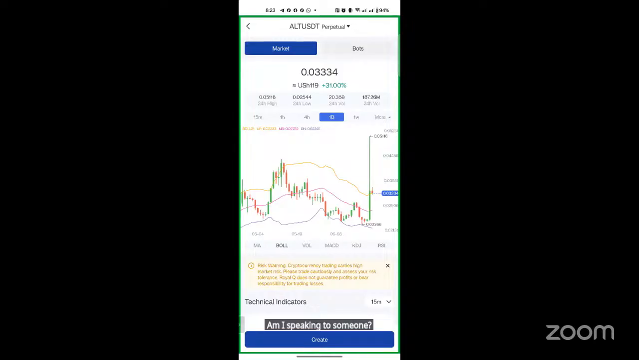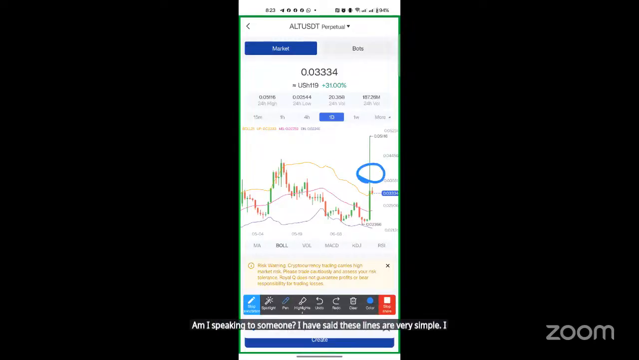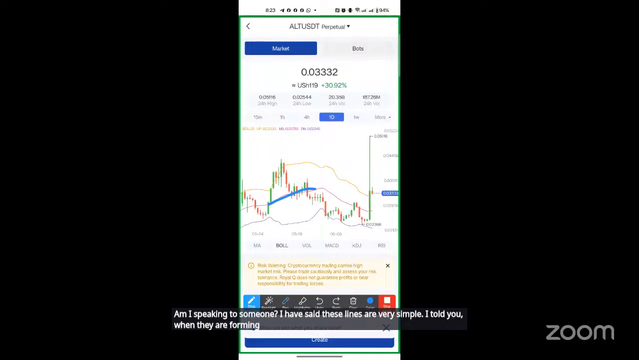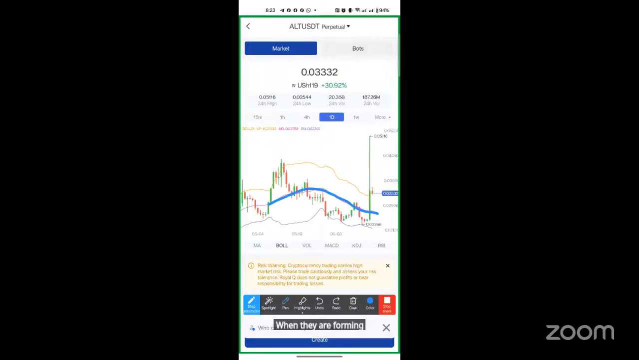I have said these lines are very simple. I told you when they are forming above the middle line, the coin is on an uptrend. When they are forming below it, the coin is on a downtrend. When they reach the upper band, the coin has been overbought. When they reach the lower band, the coin has been oversold. Is that hard, guys, ladies and gentlemen? Let me know in the chat. No, simple.